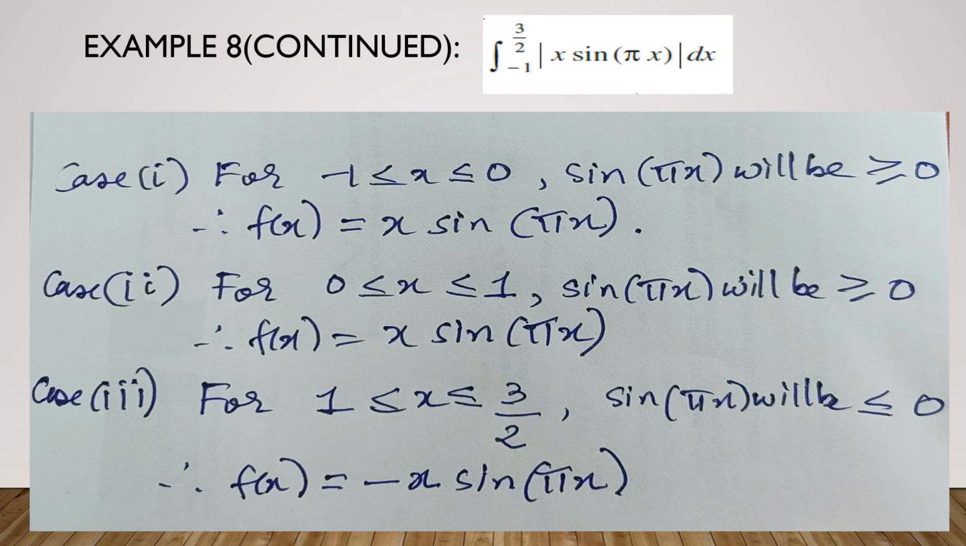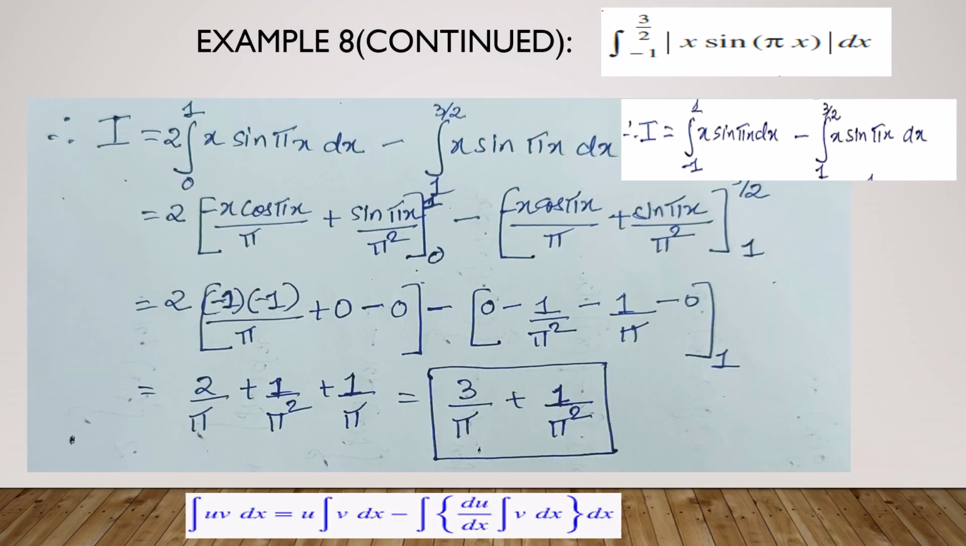But now what we can do is combine the first and second part because sine is positive. So for minus 1 to 1, the function f(x) will be defined as x sine pi x, and for 1 to 3 by 2 it will be defined as minus x sine pi x. So now we have I is equal to integral minus 1 to 1 of x sine pi x dx minus integral 1 up to 3 by 2 of x sine pi x dx.